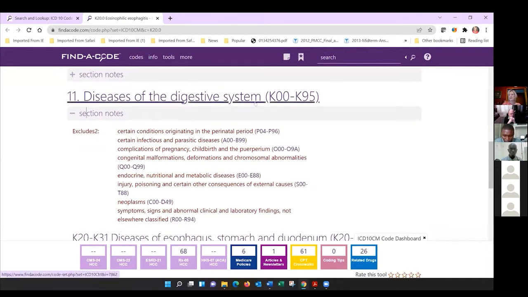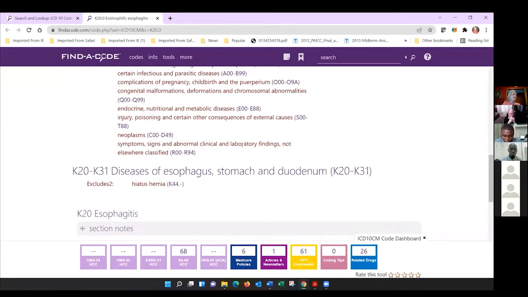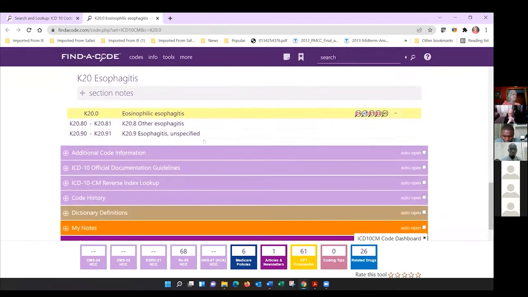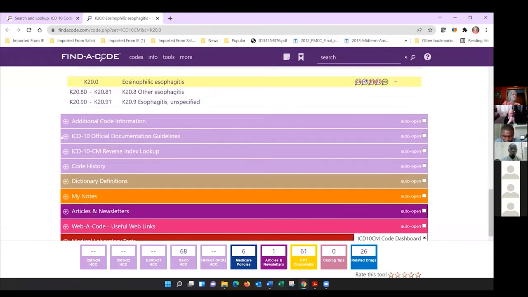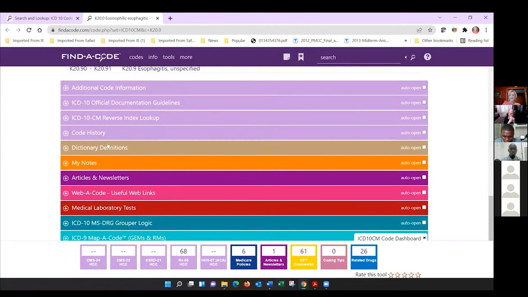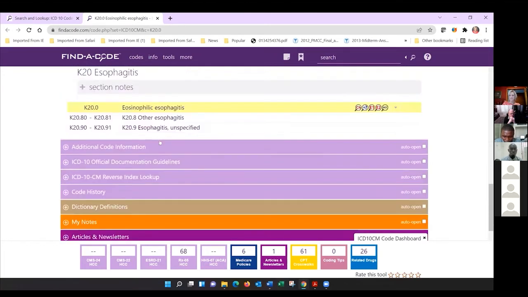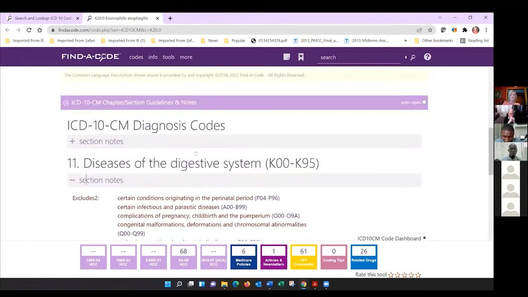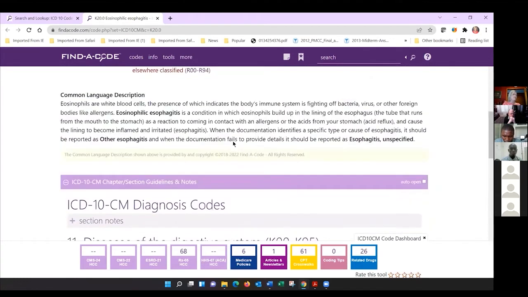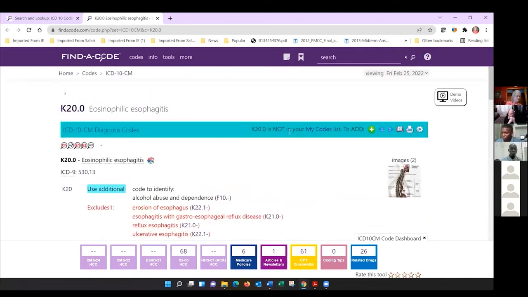This is what you've got in your studies. This is what we went over through your course. We went over the guidelines, the documentation guidelines. Have you taken the time to actually scroll down and open up and read and learn? Make sure we do. All right. So let's write down that code because we have to enter that. K20.0.